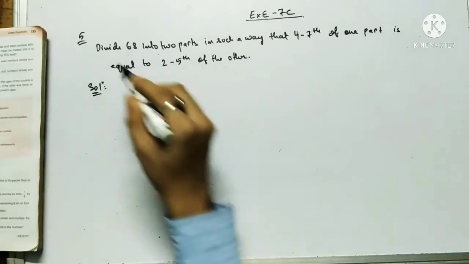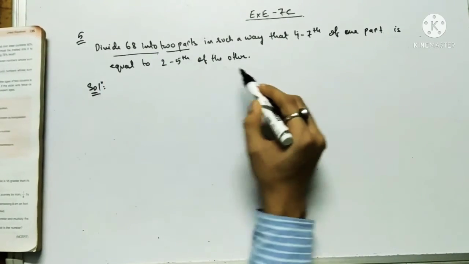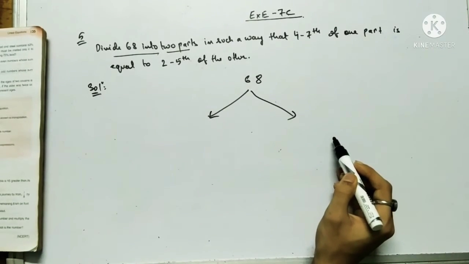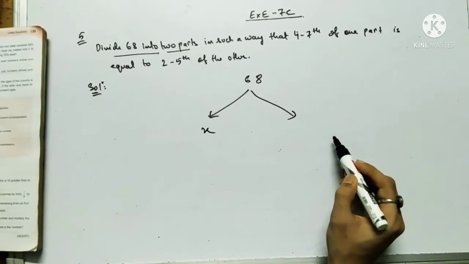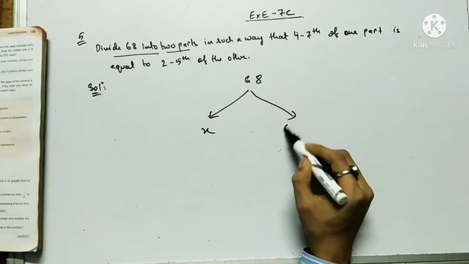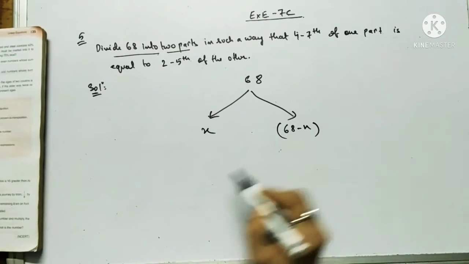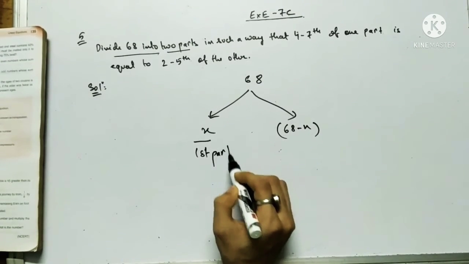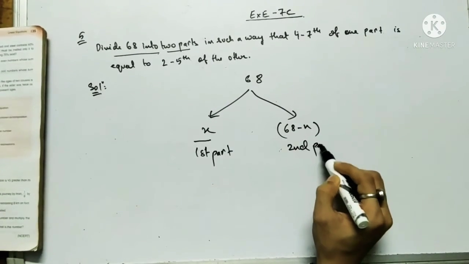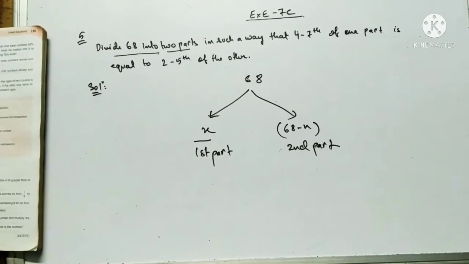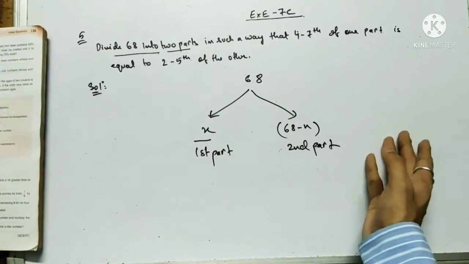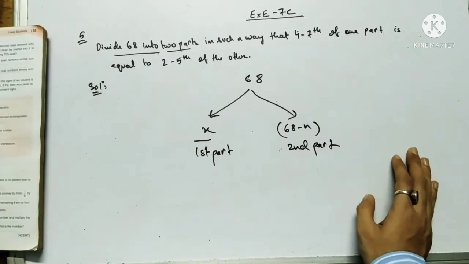So 68 I have to divide into 2 parts. Now if one part I take as x, then the other part will be 68 minus x. This is the first part, and this is the second part.